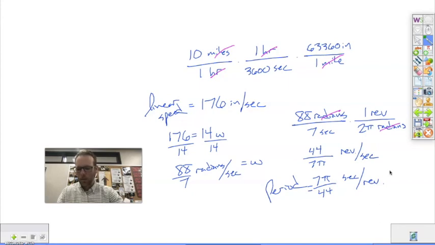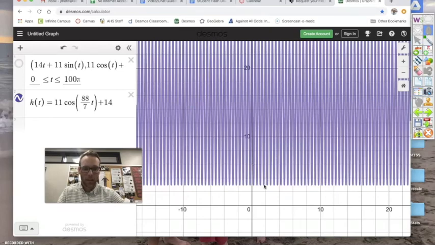We're doing 44 over 7 pi revolutions per second. When I just get a rough estimate of that, that means we're doing 2 revolutions. It's not perfect, but we're doing just a tad bit more than 2 revolutions per second. That's why it makes sense when I look at my graph. Look how many times I'm going up and down. It's pretty frequent, isn't it? So we see that graph, that makes sense.